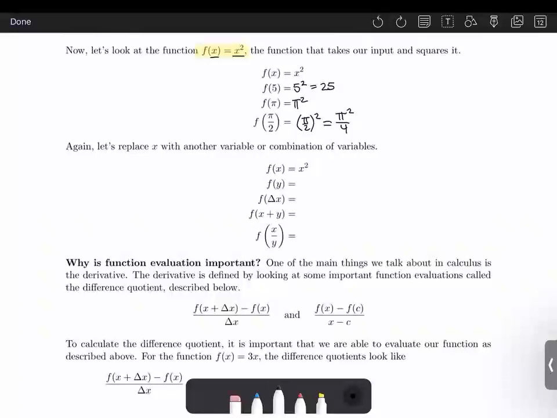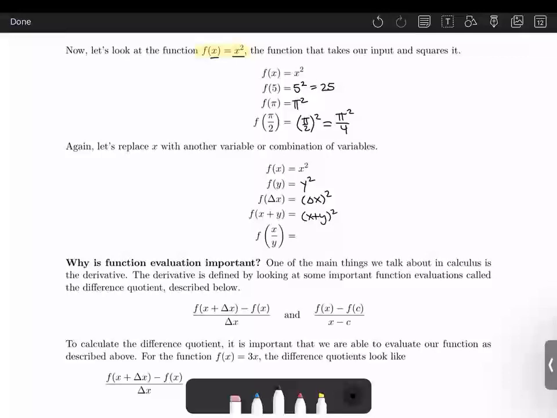So again, let's replace x, and instead of evaluating this at specific values, let's evaluate it on specific variables. So f of y, we just square our input to get y squared. Delta x, we just take our delta x and we square it. And again, I would recommend putting this in parentheses so that way it doesn't look like delta times x squared. F of x plus y, we're just going to take x plus y and square it.